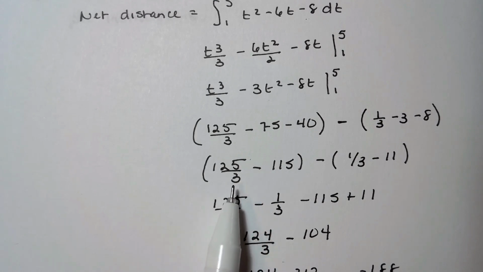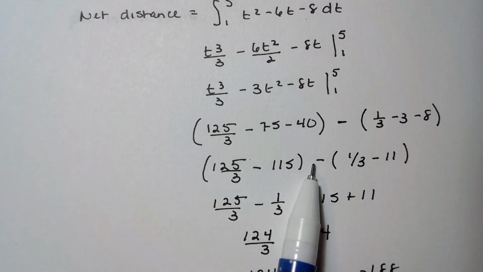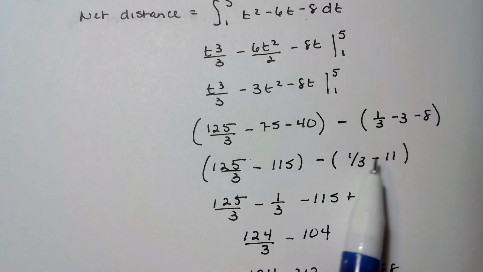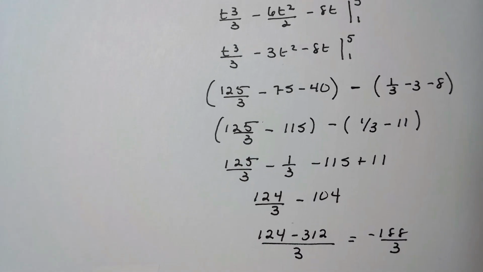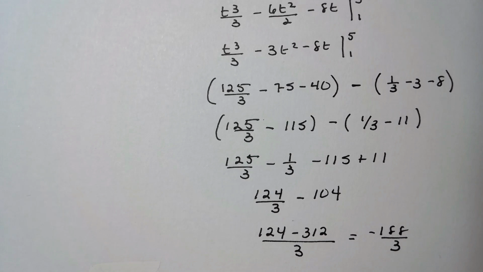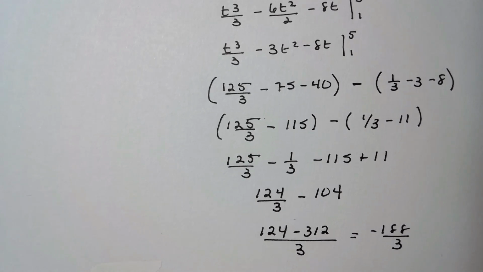So anyway, these two have the same denominator, so I just distributed this sign to each one here. So I got a negative 1/3 and a positive 11. Adding the whole numbers and the fractions together, we get 124 over 3 minus 104. And now we can clean this up again. 3 times negative 104 is negative 312 plus 124. It's going to give us a negative 188 over 3. And again, that makes sense that my answer is negative, and all that means is that the area is really concentrated below the x-axis.